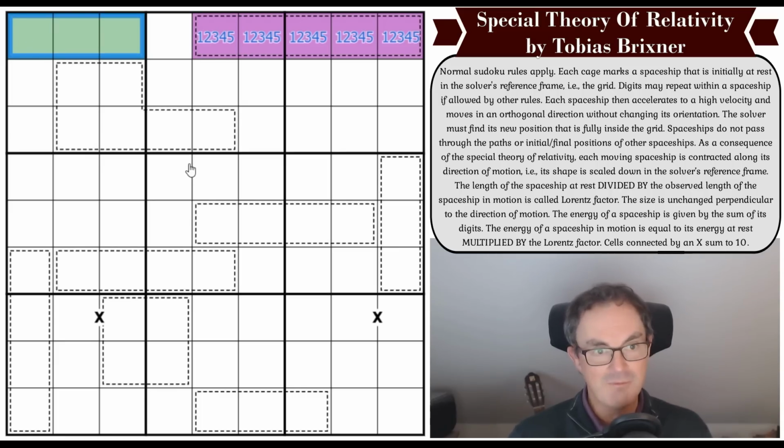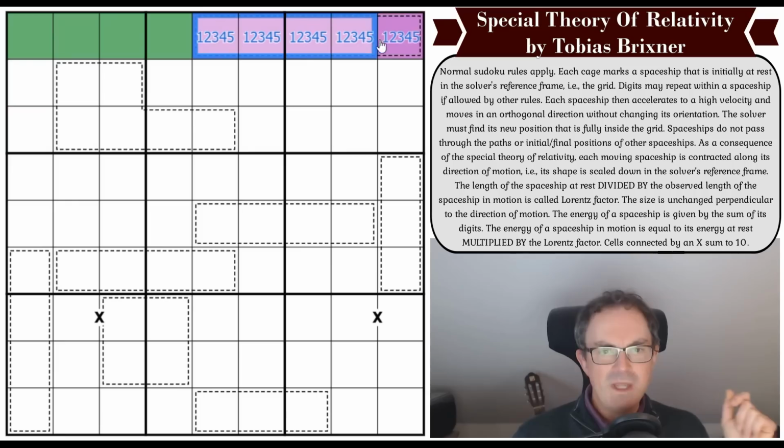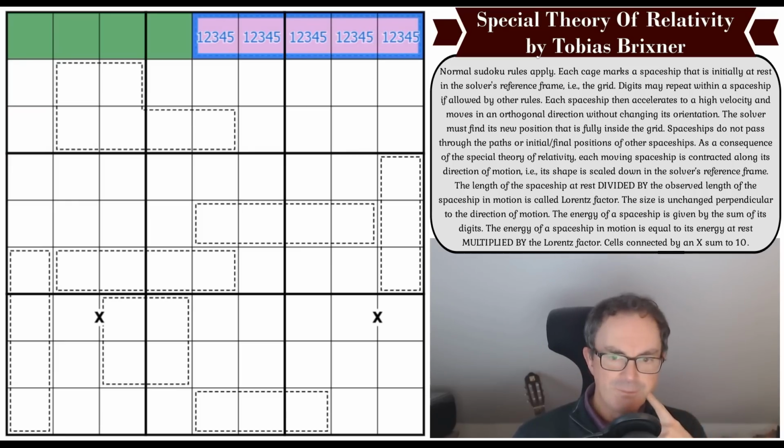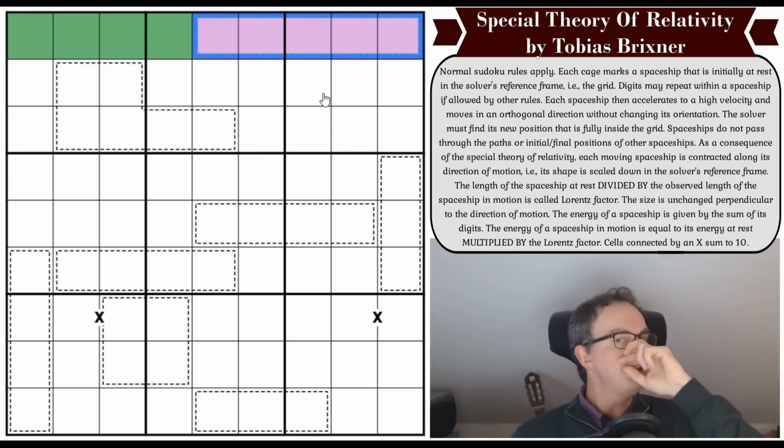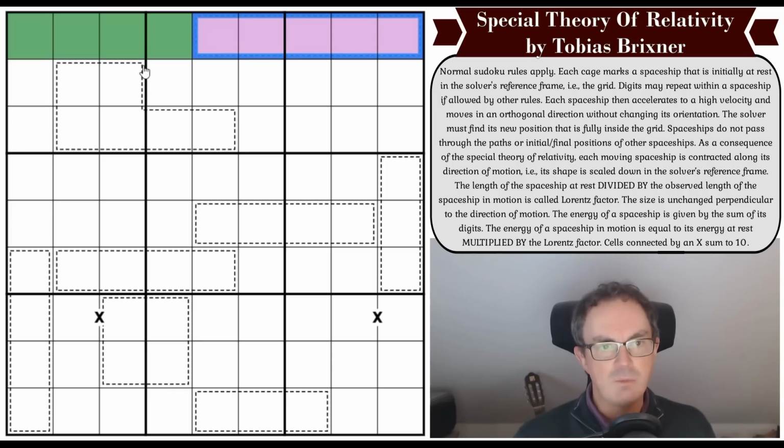Now, the maximum value they can be from Sudoku is 789. That only adds up to 24, so that's not enough. So this spaceship here goes there, and now it's a weird sum though, isn't it? Because now what we've got is 5 over 4 as the Lorentz factor. Okay, well that's all right. We can do that mathematically, can't we? The row is divisible by 9, so that works.